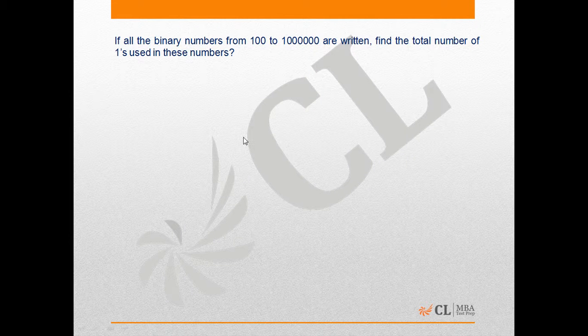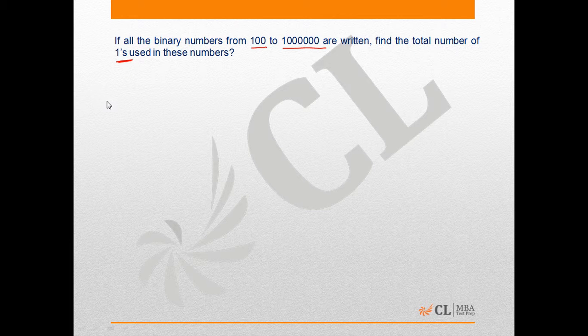Question number 32. It says that if all the binary numbers from 100 to 10 raised to power 6 are written, find the total number of ones used in these numbers.